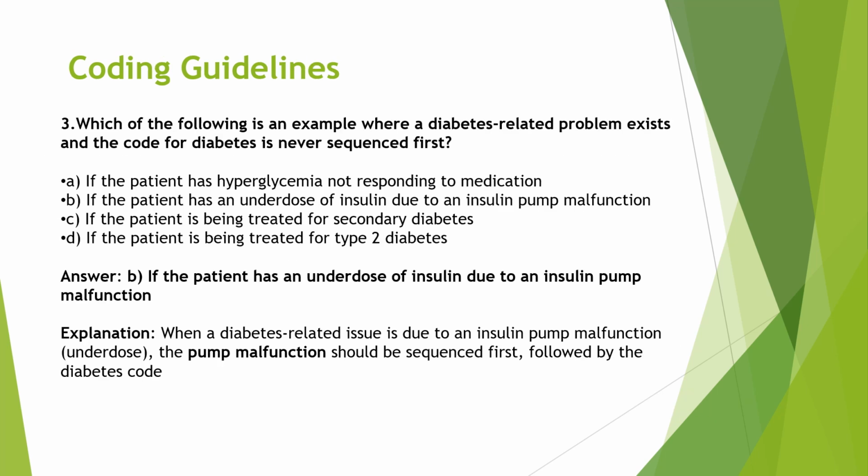Next, which of the following is an example where diabetes is a related problem and the code for diabetes is never sequenced first? If you refer to this ICD coding guideline, in which cases will we not assign diabetes as the primary code? The answer is, if the patient has an underdose of insulin due to insulin malfunction, then we assign the malfunction code first, followed by the diabetes code. So answer B is correct.